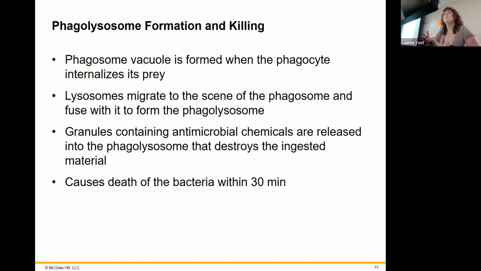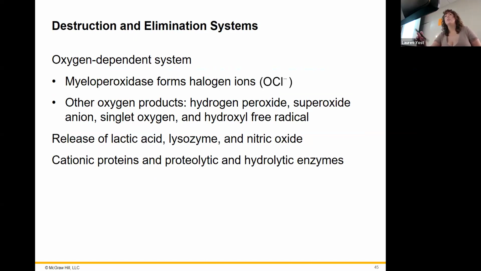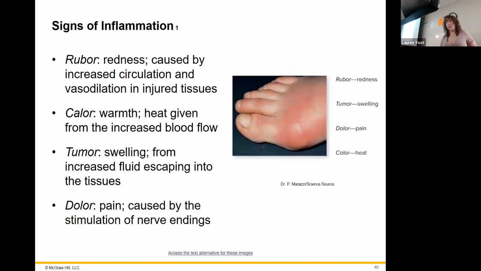All right, the phagolysosome. The phagosome itself formed whenever we eat the bad guy. The lysosome containing the chemicals comes and merges with it. That's the phagolysosome. It kills bacteria typically within 30 minutes. It also has toxic oxygen molecules in there. I'm not going to test you over exactly what is going on in there, but there's other stuff like lactic acid, lysozyme, and nitric oxide that can all be involved in killing the bad guys.